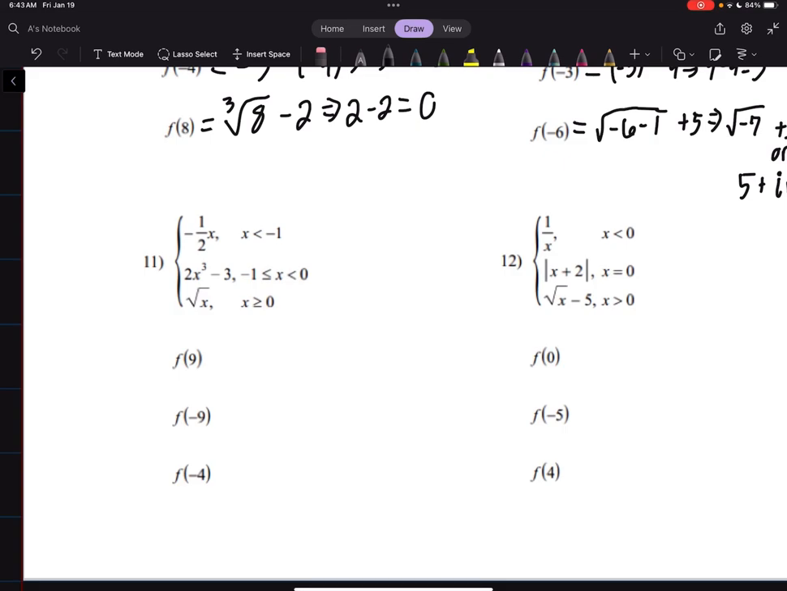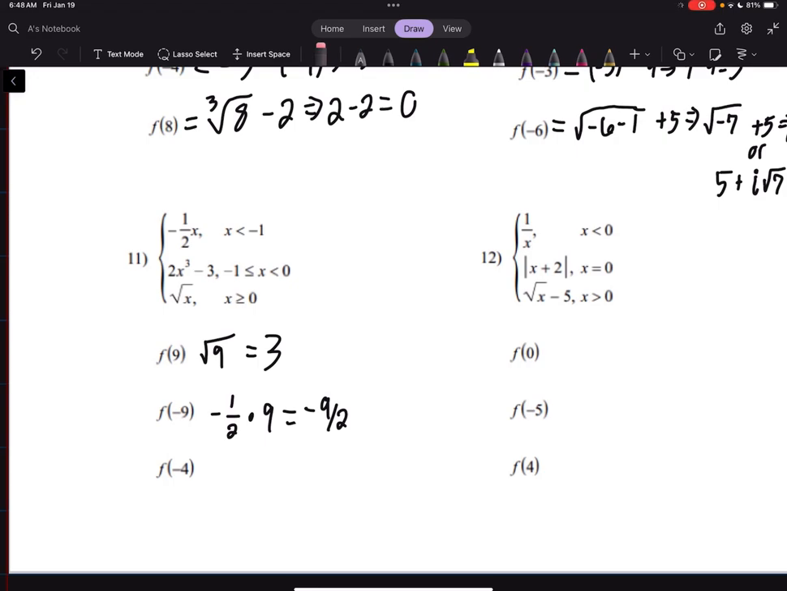Number 11. F of 9. 9 is going to go into the bottom equation. The square root of 9, that's 3. Negative 9 is going to go in the first equation. Negative 1/2 times 9. This is negative 9/2.